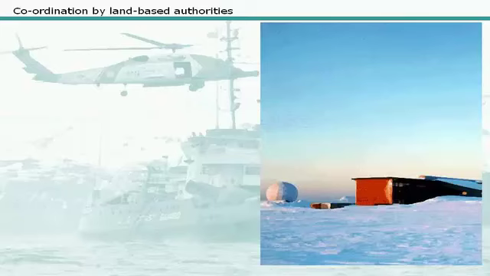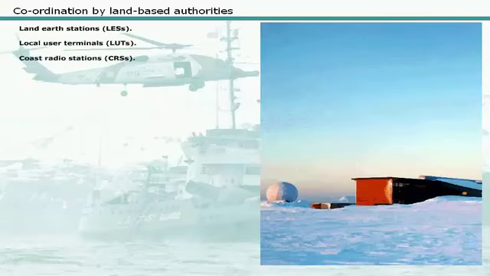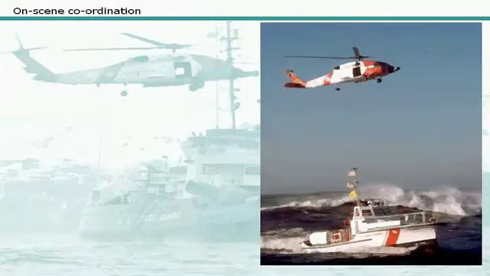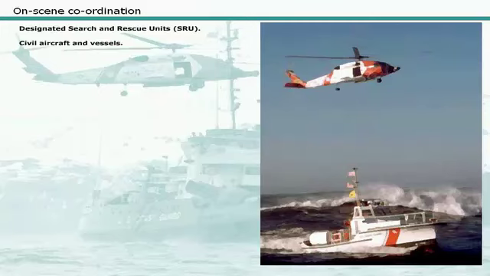Land-based communication facilities include land earth stations, local user terminals, coast radio stations, air traffic system units. The types of facilities involved in the response and the region of the search and rescue incident affect on-scene coordination. Available facilities may include designated search and rescue units, civil aircraft and vessels, military and naval facilities with search and rescue capability.